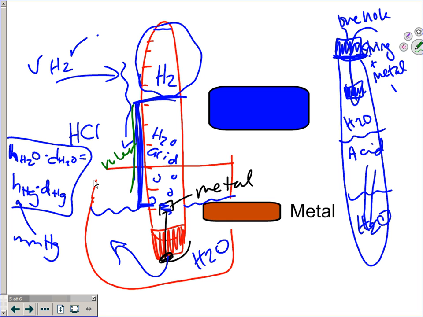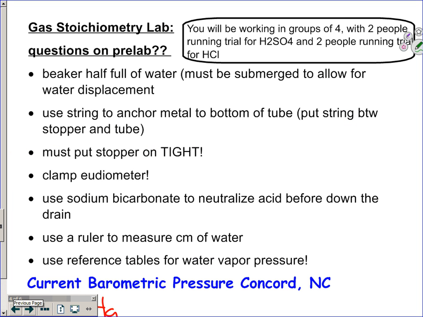It looks a mess, but you can kind of see what you're getting here. What I have done for you here is relay that information again. So: beaker half filled with water. That's going to make sure that we have enough room for water displacement to occur. Anchor your metal with a string. Put the string through the stopper. Make sure the stopper's on tight, because as soon as those gas bubbles come, it will pop that stopper out and you have to restart.